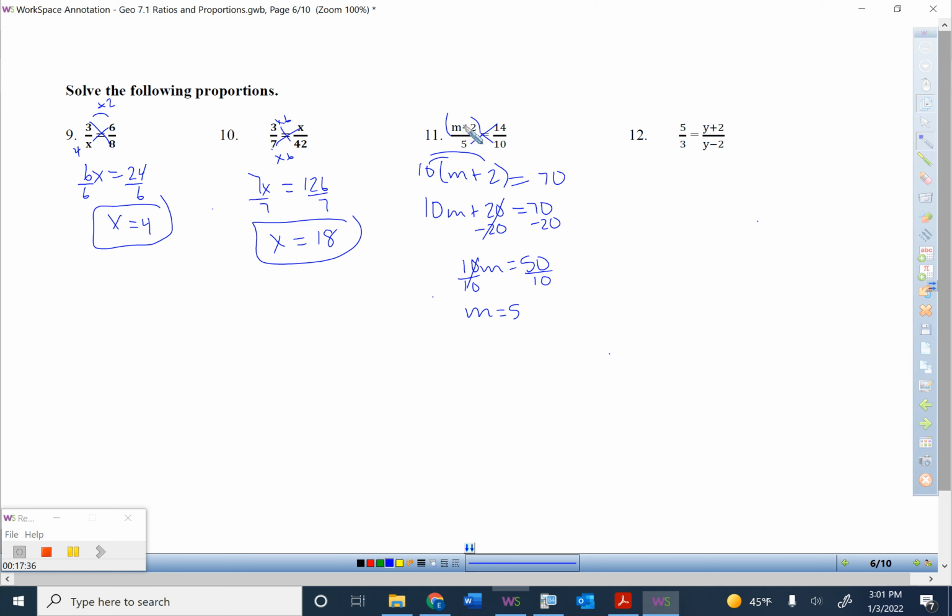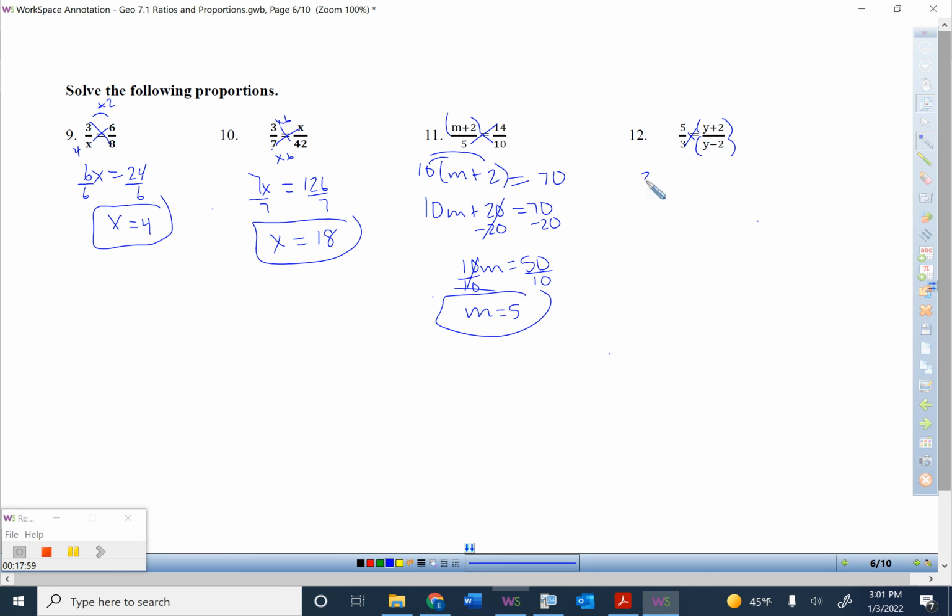Okay, so plugging this back in, 5 plus 2 is 7. We said it was supposed to be half of that 14. It sure is. Alright, there are 2 places with a variable on number 12. That just means it does not matter which piece of this cross you do first. I want you to pause the video and try that one out for me.